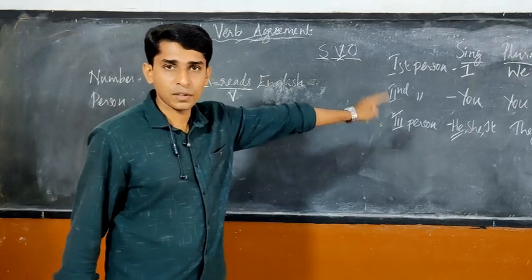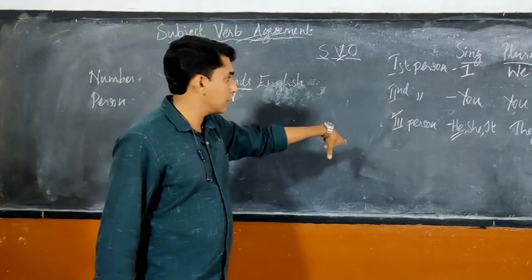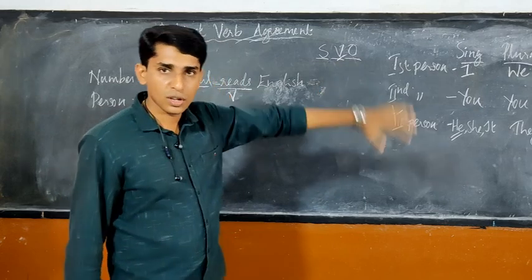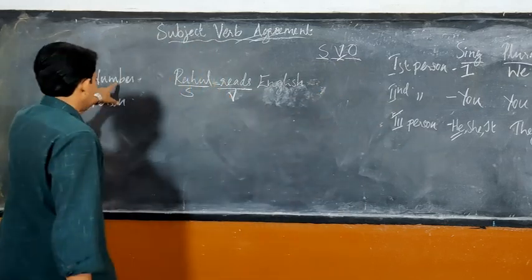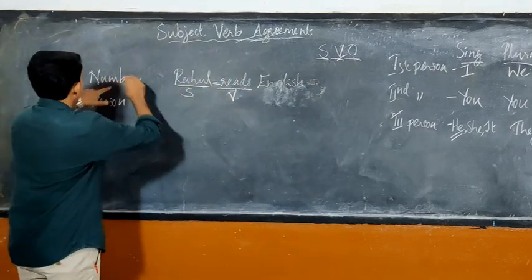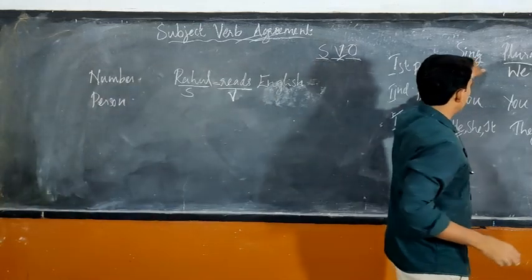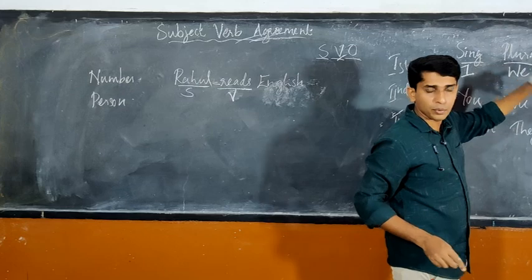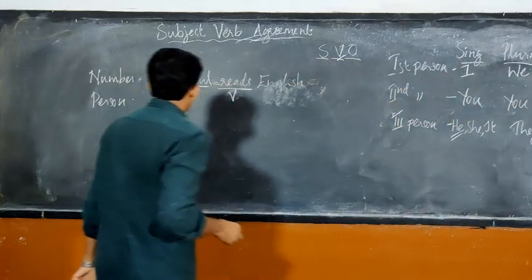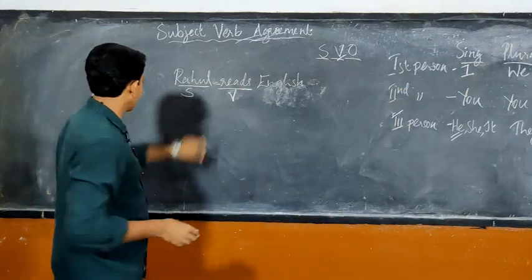Persons are these: first person, second person and third person. It can be for singular or plural, whatever it is. The second one is number. Number means one number or more than one, singular and plural. That is the number. Okay, so this is what we see now.